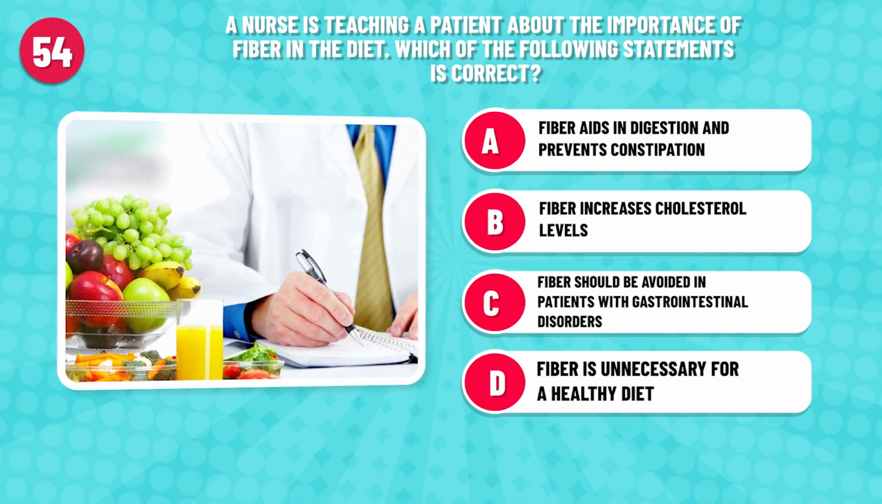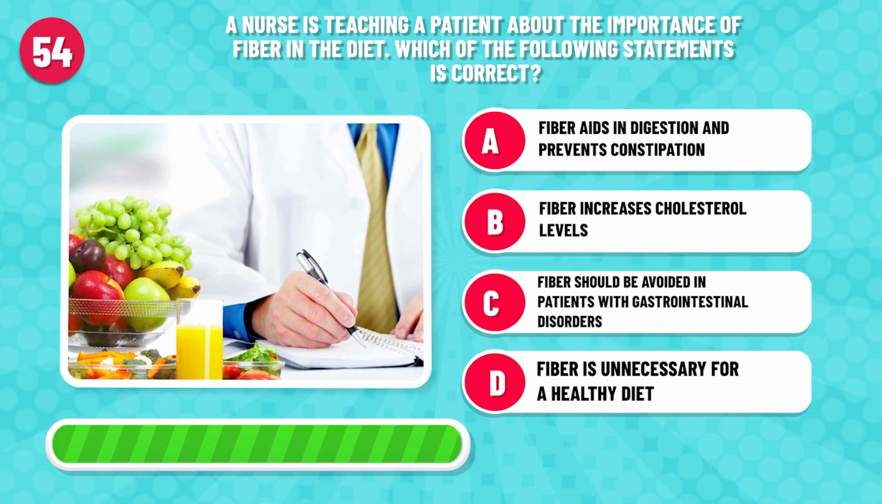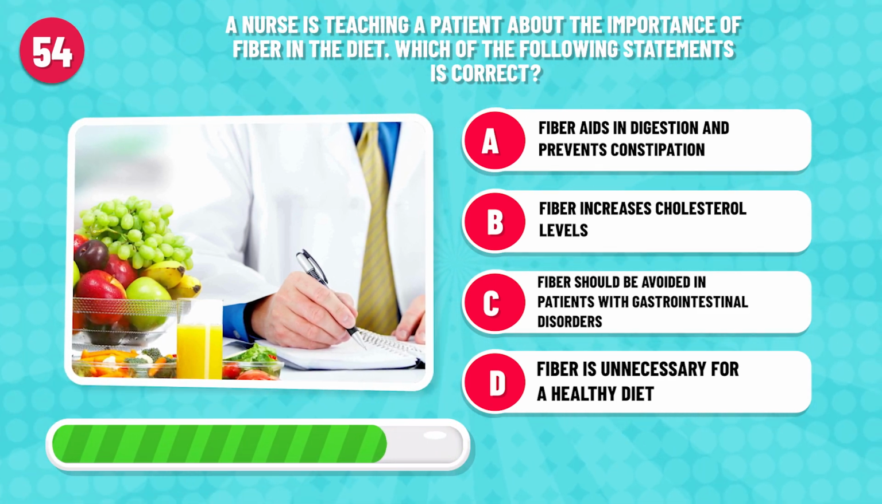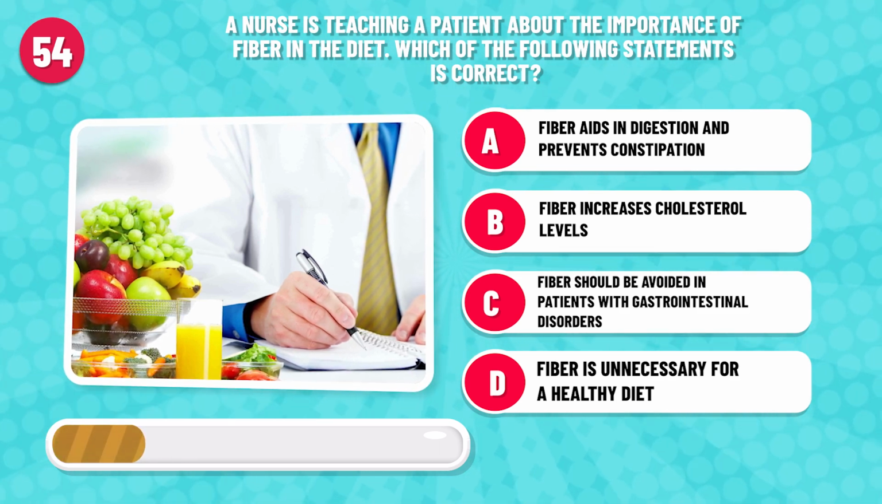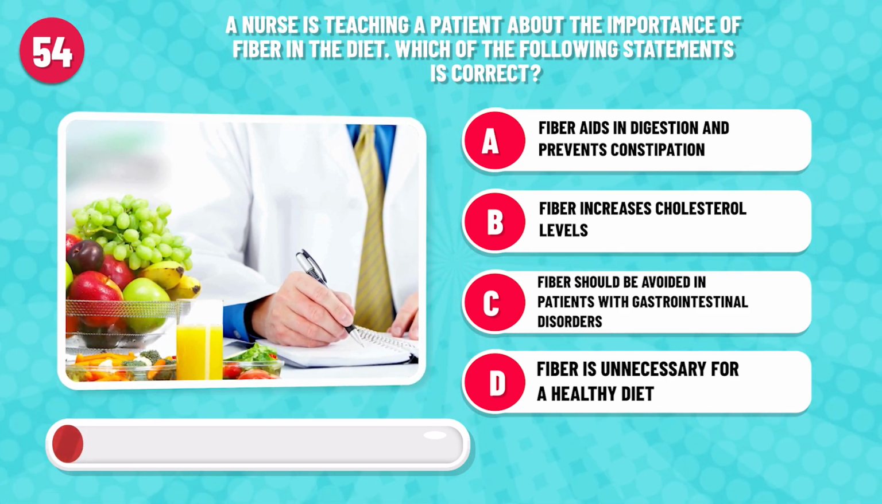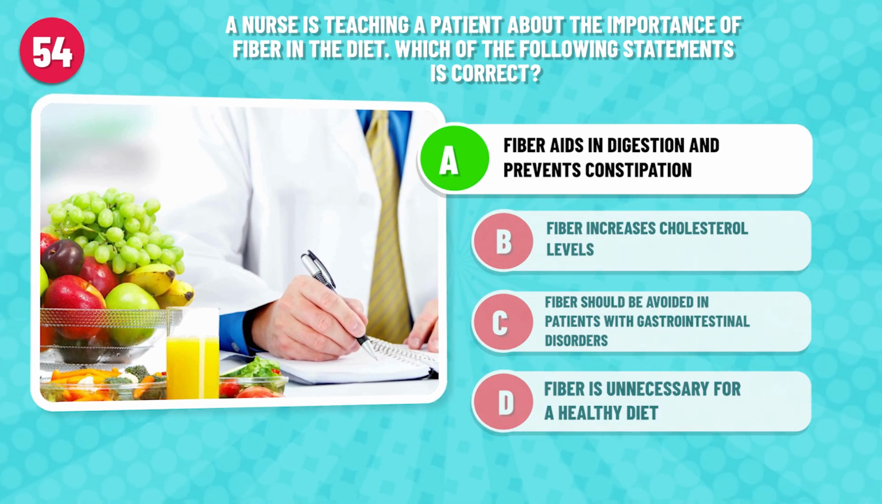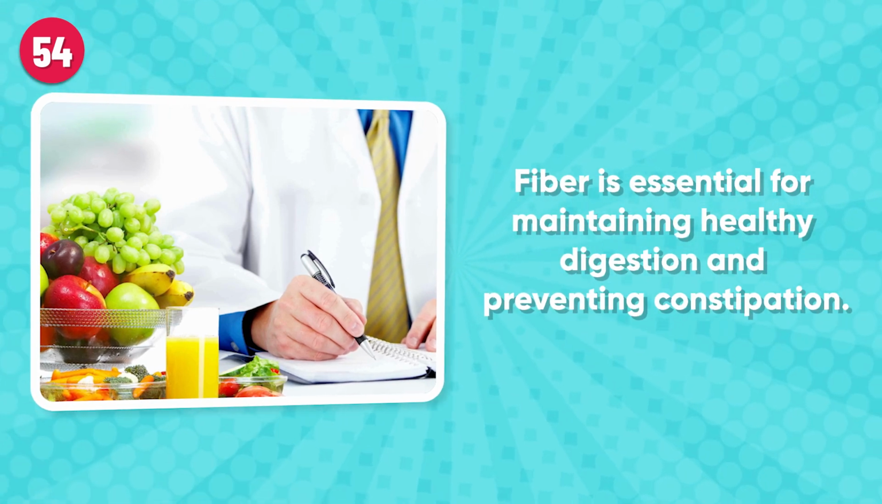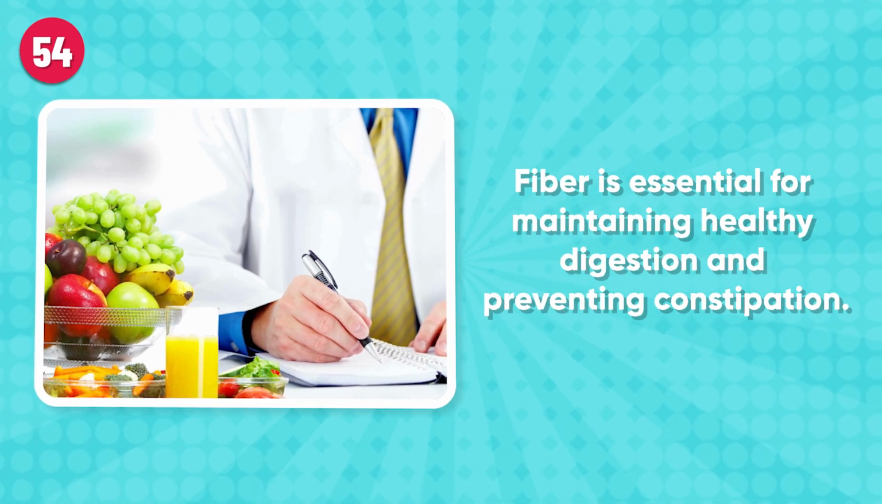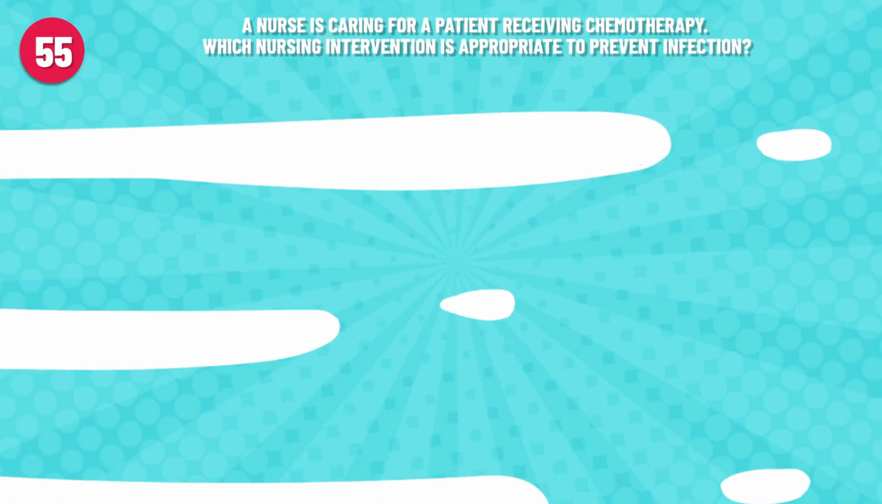A nurse is teaching a patient about the importance of fiber in the diet. Which of the following statements is correct? It's A. Fiber aids in digestion and prevents constipation. Fiber is essential for maintaining healthy digestion and preventing constipation.